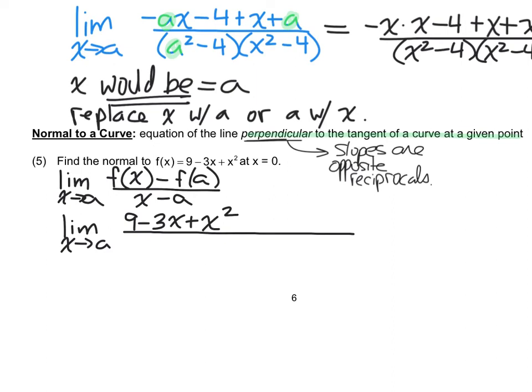All right, minus f of a, which is what you get when you replace all the x's with a's, all over x minus a. I don't know why I said plus. Constants should cancel out if you're doing this right. So the 9 with the 9.